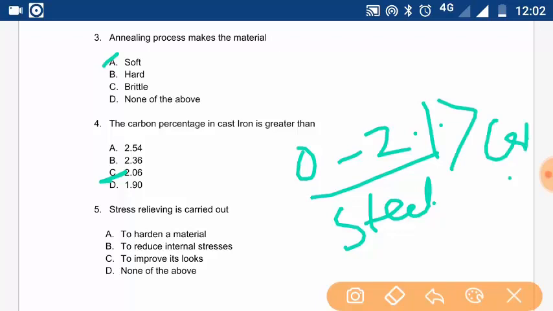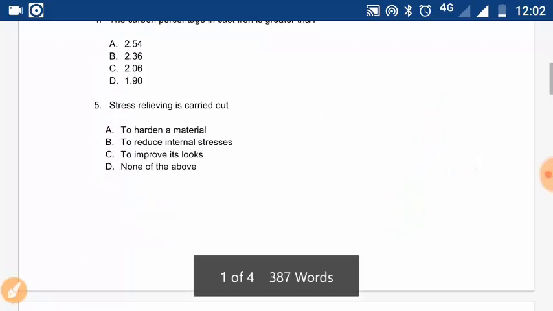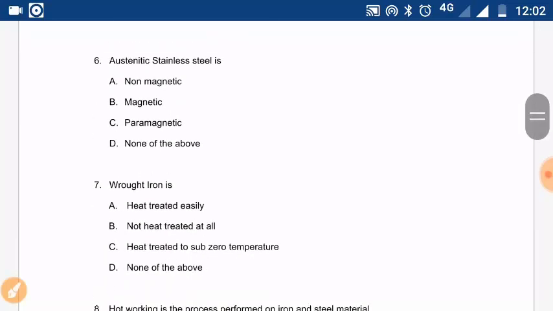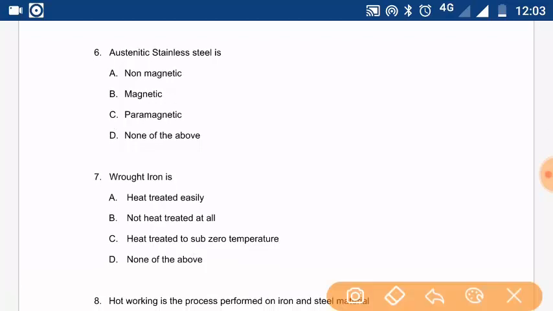Now question 5. Stress relieving is carried out to harden a material, to reduce internal stresses, to improve its looks, or none of the above. From the name itself, relieving, it relieves the internal stresses. That means it reduces the internal stresses. So option B is the correct one. Now, austenitic stainless steel is non-magnetic, magnetic, paramagnetic or none of the above. It is non-magnetic. Okay.